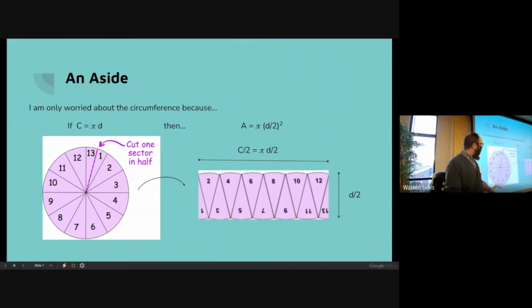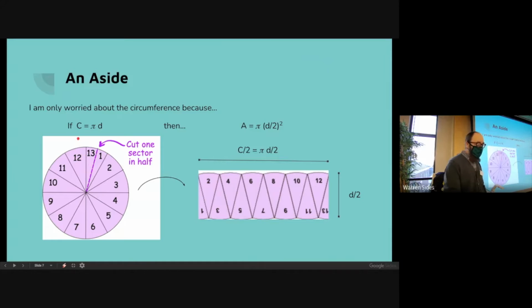Just real quick, an aside here, just so everybody's clear. Now that we have that concept of splitting up the circle into, we'll say triangles even, why am I focusing so much on the circumference? Because of this, right? So I'm only going to talk about the circumference because once we understand pi by the circumference of a circle, we can then translate that to the area, right? So here's a circle split up into, it doesn't matter how many wedges, but you take a whole bunch and you split one in half.